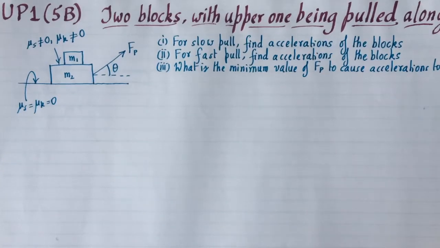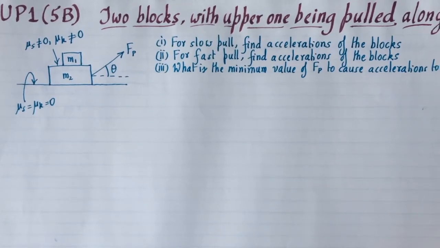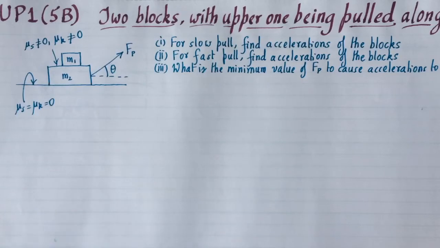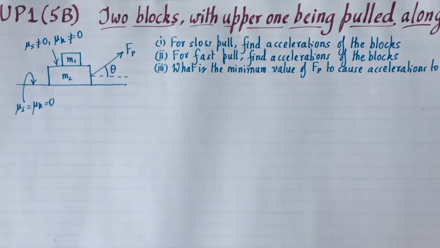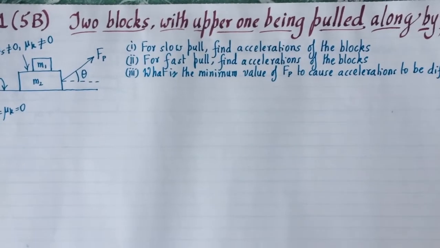In this video, we shall solve a problem where there's friction between the upper block and the lower block, and let's assume that the static and kinetic frictions are given and they are not zero. But there is no friction between the lower block and the floor. The lower block is being pulled and the upper one is being pulled along by the friction mu.